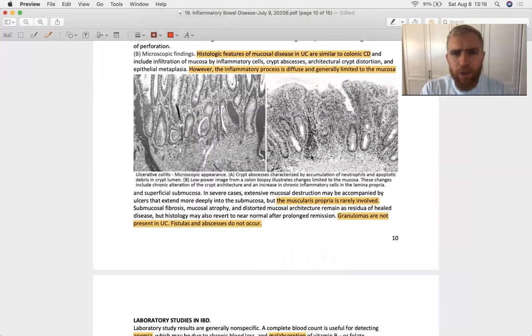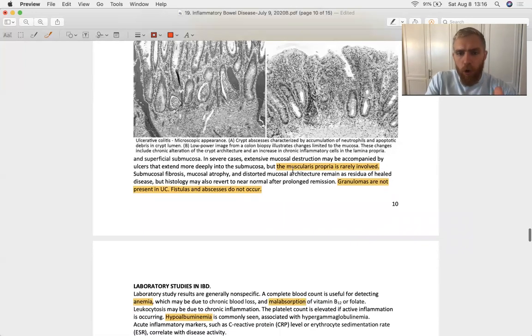Now, histologic features of mucosal disease in ulcerative colitis are similar to Crohn's disease presenting in the large bowel. However, the inflammatory process is diffuse and generally limited to the mucosa. Now, I don't think they'd give you that because it's too convoluted, and people go to school for 5 more years before they are allowed to make this diagnosis in practice. So I feel as though they're going to equip you with a lot of clues to make your diagnosis beyond just the histopath, which is why we're not focusing on that as heavily today.